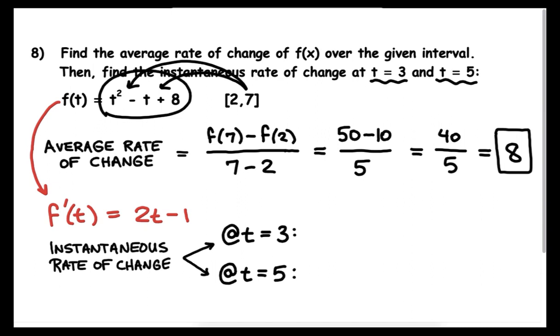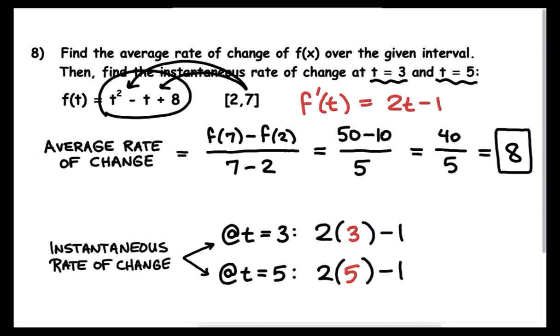And now if you want to know what the instantaneous rate is at 3 and 5, simply plug the 3 and the 5 in. At time equals 3, whatever it is, seconds, your instantaneous rate of change will be 5 meters per second. And at 5 seconds, it's going to be 10 minus 1. That's going to be 9 meters per second, or whatever the units are.